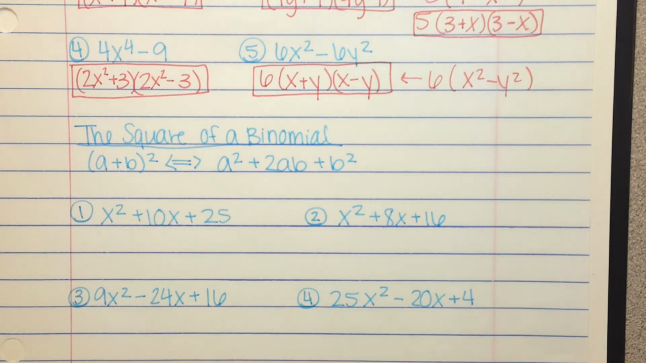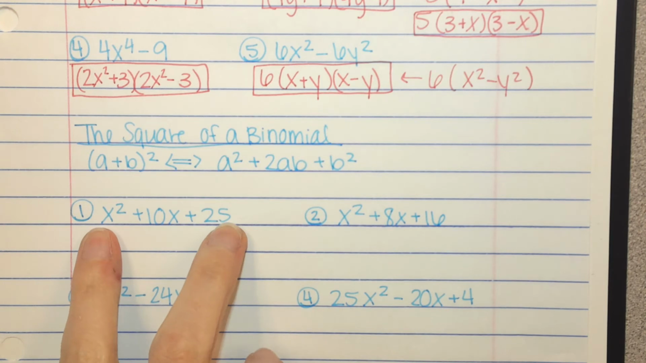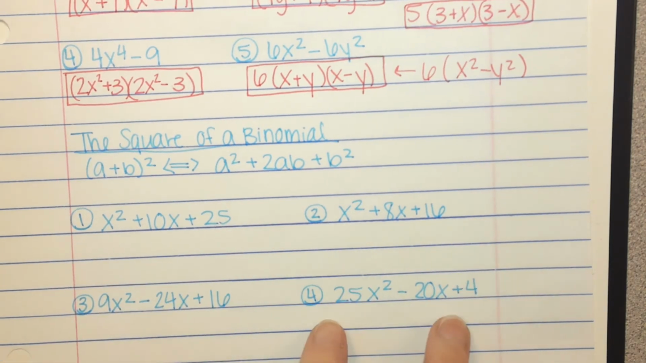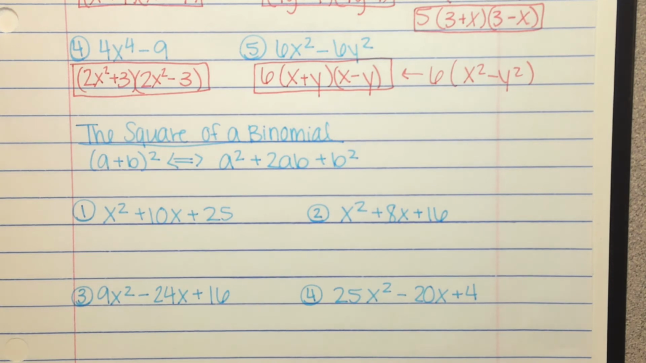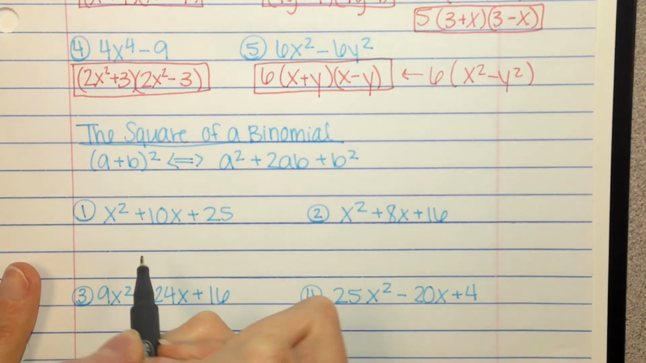Okay, so here are our 4 examples. If you notice, on each one, the first term and the last term are perfect squares. Okay, and so if you see that, a light bulb should come on, a red flag, something to let you know, hey, this could be a special case. This could be a square of a binomial.